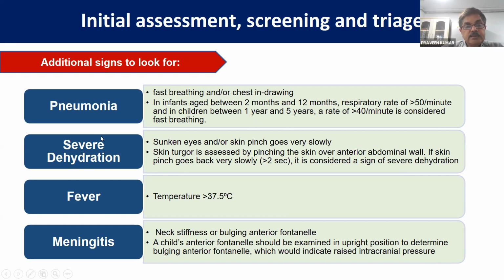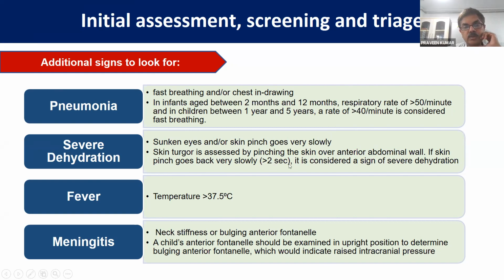The second is diarrhea, and particularly in diarrhea cases, deaths usually occur due to dehydration. So look if the child has sunken eyes, or if on the skin pinch test it is going back very slowly. And also there are two signs: the child is lethargic or unconscious, and the child is drinking poorly. If we have two or more, then we classify them as severe.